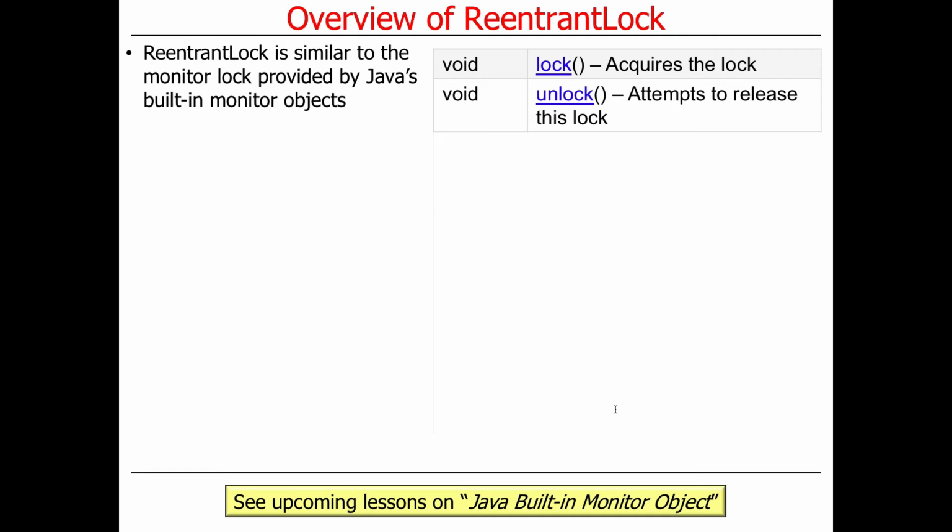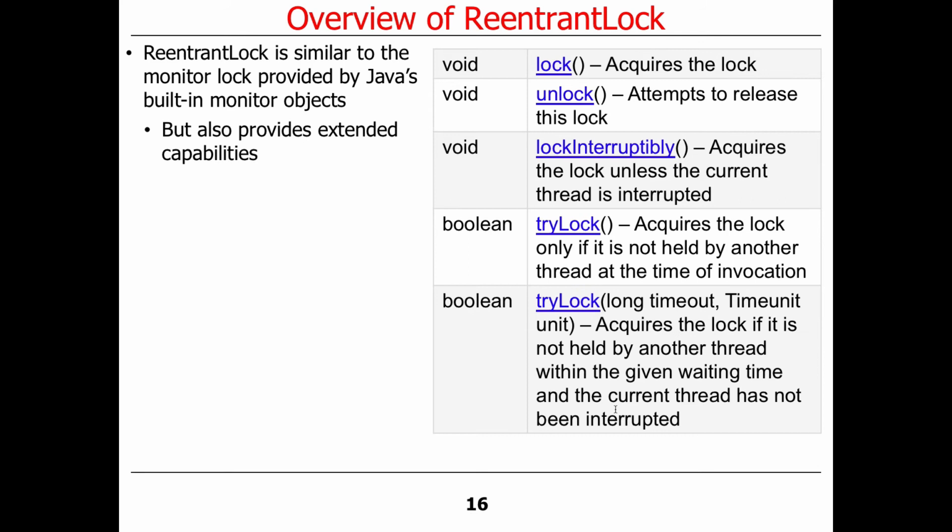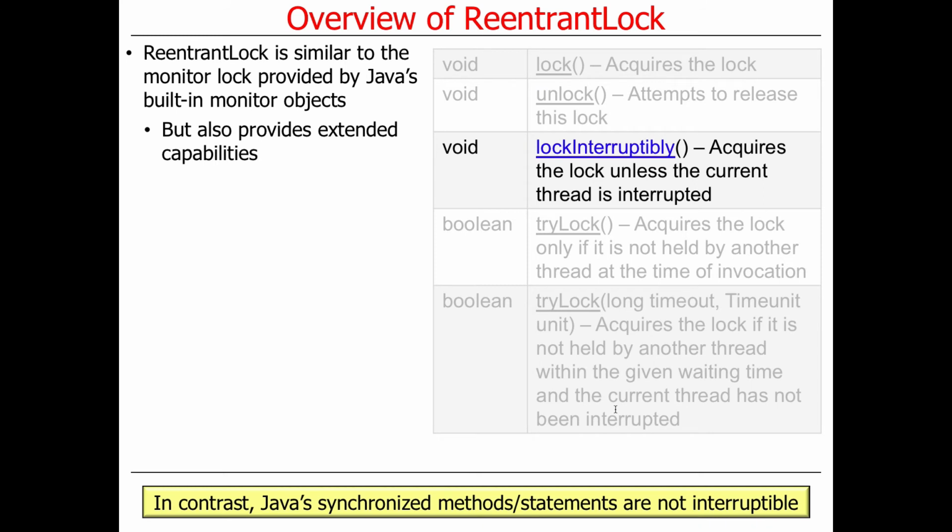So the ReentrantLock is actually very similar to the monitor lock that's provided by Java's built-in monitor objects. And we'll come back and talk about this later. There are some videos on my website you can look at if you want a preview of that. But for now, the main thing to remember is that synchronized statements and methods use what's called the monitor lock, or the intrinsic lock, as it's often called. And those features for the intrinsic lock, for the monitor lock, are like the lock and unlock methods on ReentrantLock. They basically acquire the lock, blocking if necessary, and unlock releases the lock. Okay, so far so good. There's also a bunch of other things that ReentrantLock adds as well. It has the ability, for example, to lock things interruptibly.